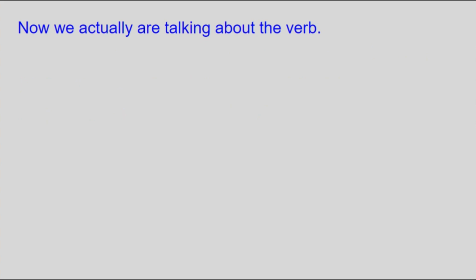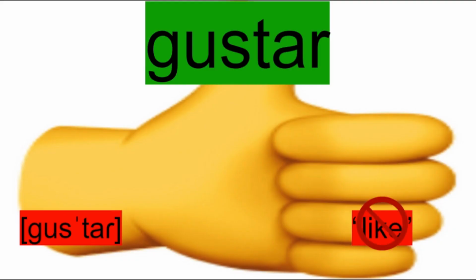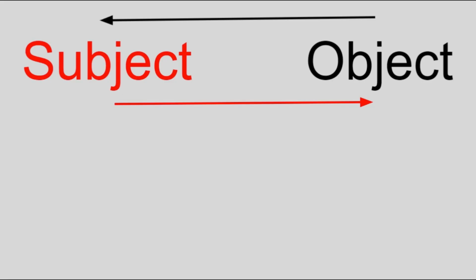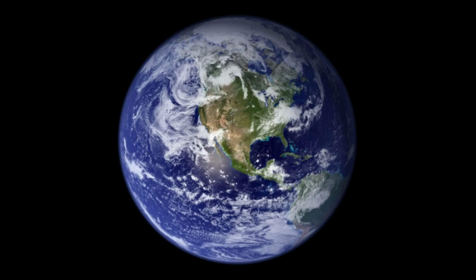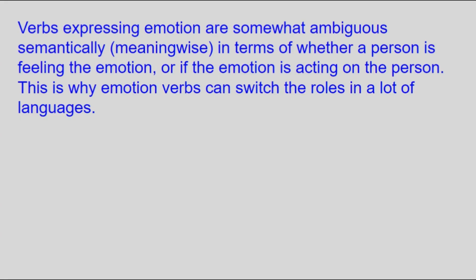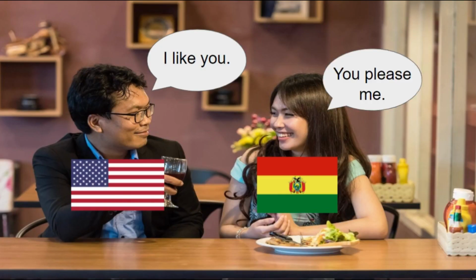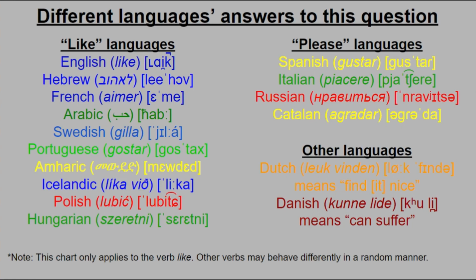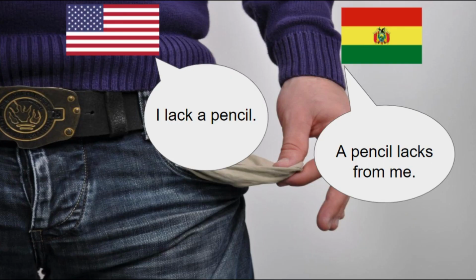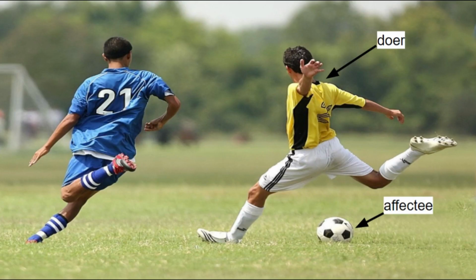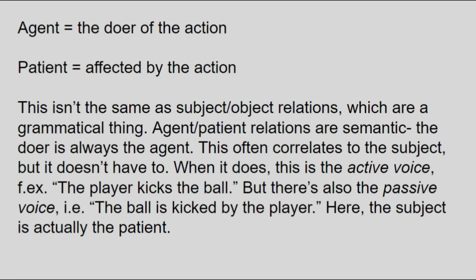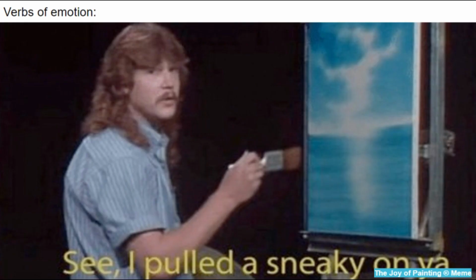Now about the other like, you know how the Spanish verb gustar is commonly said to mean like, but it actually means please because the subject and object are switched? This isn't just a Spanish thing. Semantically speaking, verbs having to do with emotions tend to assign unclear roles of doer and affectee to their noun. Take like, for example. Do you like the thing, or is the thing pleasing you? Different languages answer this question differently. Same concept applies to verbs like lack. Do you not have the thing, or is the thing missing from you? These are different from visual verbs like kick, because it's pretty obvious that the kicker is the agent and the ball or whatever is the patient.